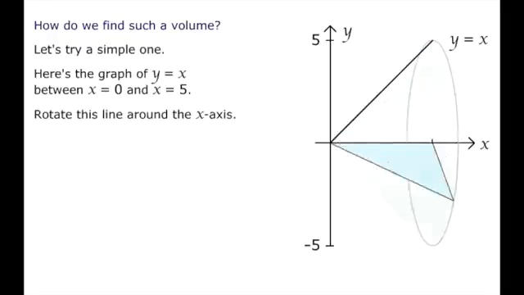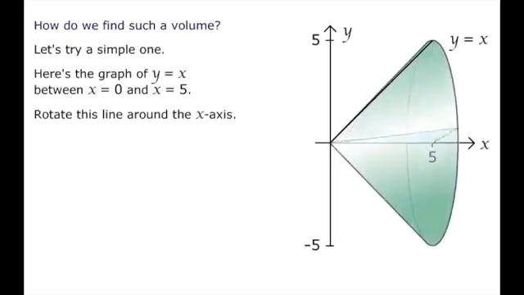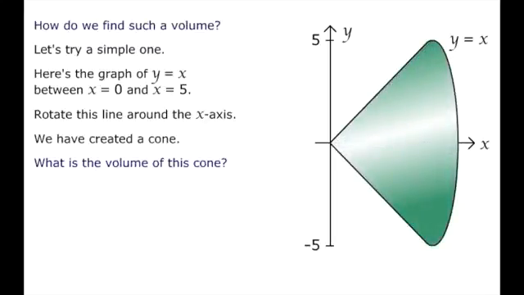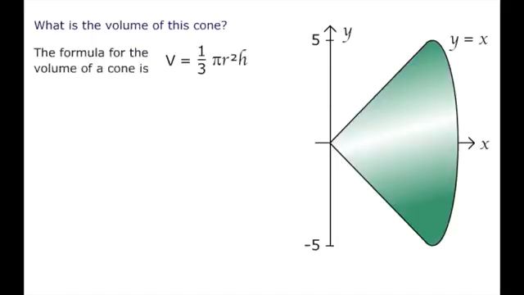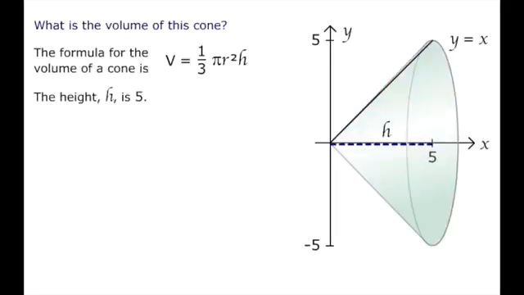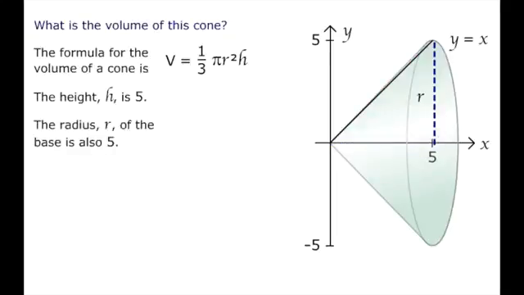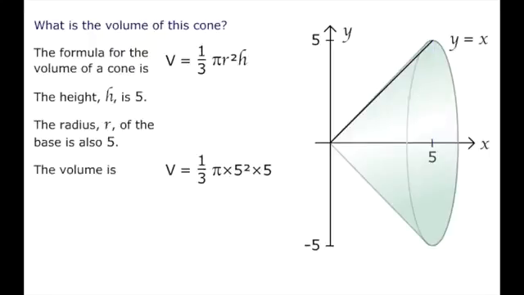Well, hopefully you can see that that would generate a cone, which has a volume that can be calculated geometrically using the formula for the volume of a cone, 1/3 pi r squared h, with the height of 5, and the radius here is also 5. So we could use that to give us 125 pi over 3 cubic units. But we want to generalize this using integration. So let's have a look at how we can start doing that.